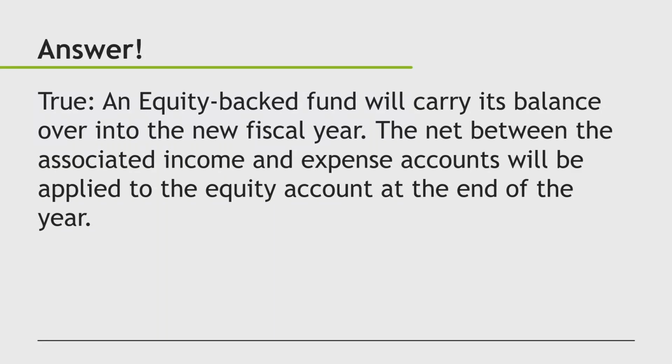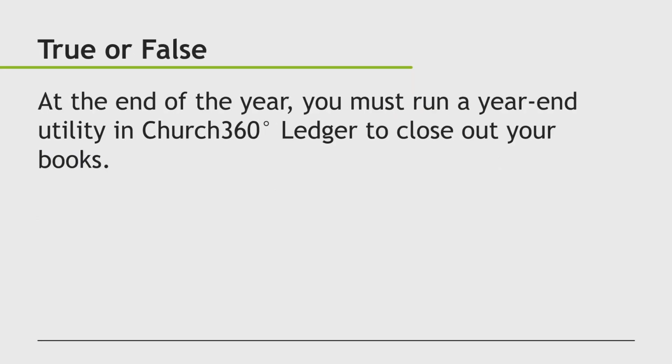All right, one more thing to talk about. True or false? At the end of the year, you must run a year-end utility in Church360 Ledger to close out your books. So I want to think back to near the start of the training when I talked about the finance years and think about how we had kind of talked about those. At the end of the year, true or false, you have to run a year-end utility to close out your books? Is that true or false?